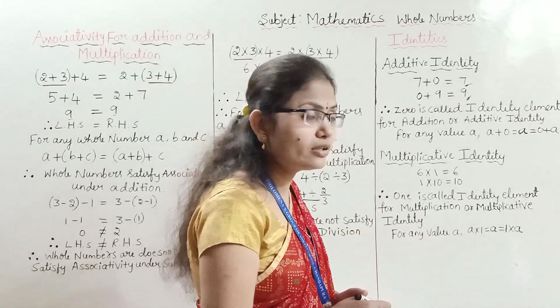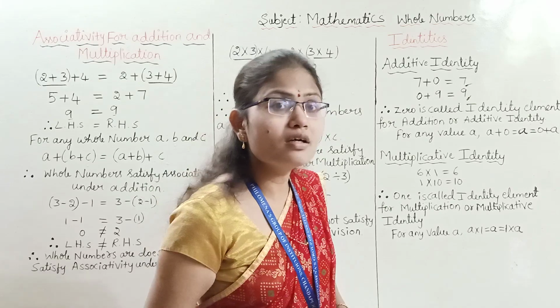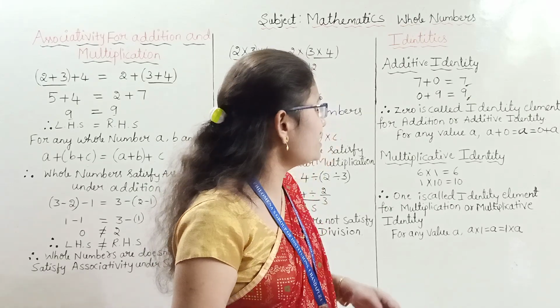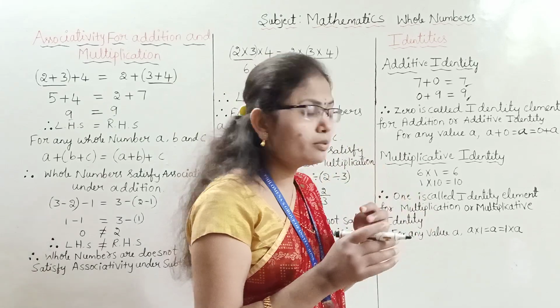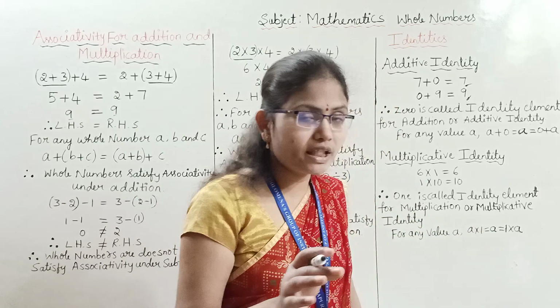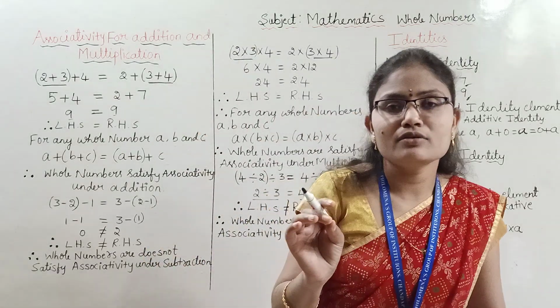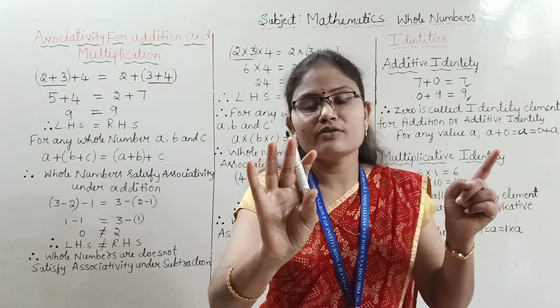Because of that reason, 1 is called the identity element for multiplication, or multiplicative identity. 0 is called additive identity. 1 is called multiplicative identity. For any value a, a into 1 is equal to a, which is equal to 1 into a. So I hope you all understood associativity and additive identity.